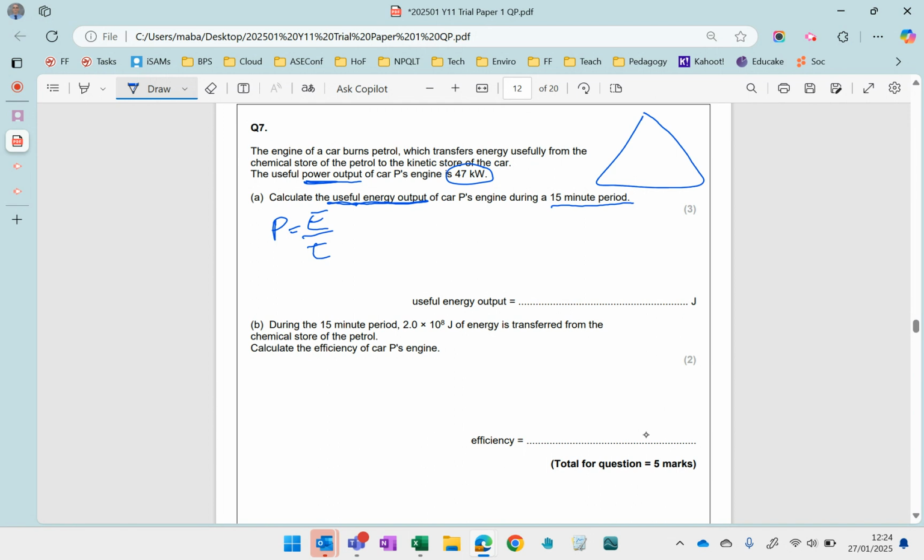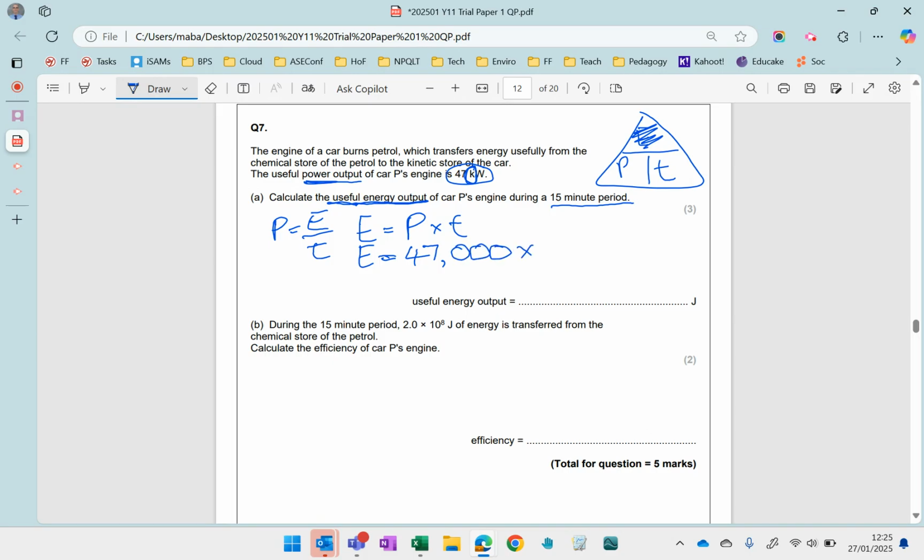Again, we can use the formula triangle to help us to rearrange that if you'd like. Okay, like that. Again, if we cover up E with our thumb, you can see that we need to rearrange to be P times by T. Okay, now we're ready for the substitution, but hopefully we've spotted that it's kilowatts there. Okay, and there's 1,000 watts in a kilowatt, in the same way that there's 1,000 meters in a kilometer. So that's not going to be 47, that's going to be 47,000.